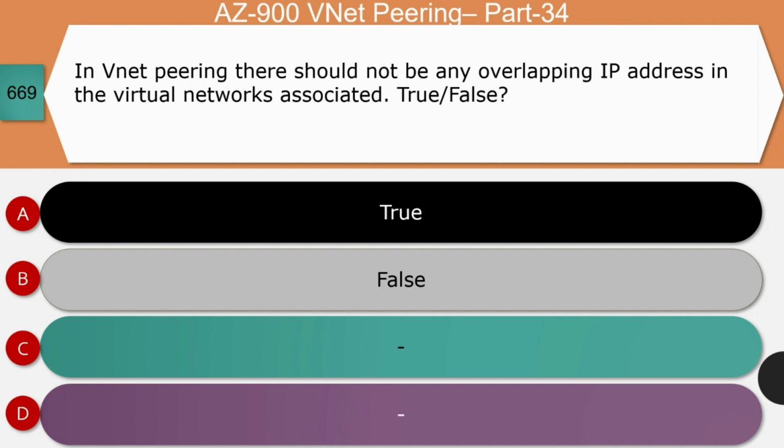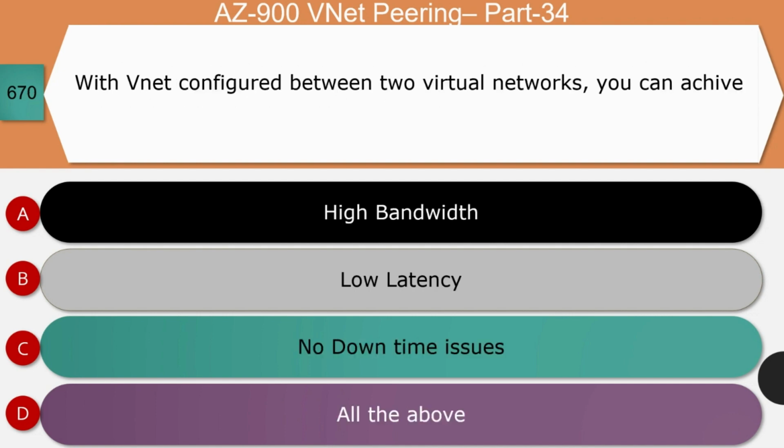Next question. In VNet peering, there should not be any overlapping of IP addresses in the associated virtual networks. Is it true or false? The right answer for this question is true. Let's see the reason. Before pairing virtual networks, check for non-overlapping IP addresses, which will make sure that the expected results will be available when you are integrating two virtual networks using VNet pairing.